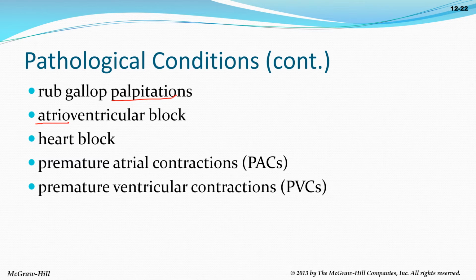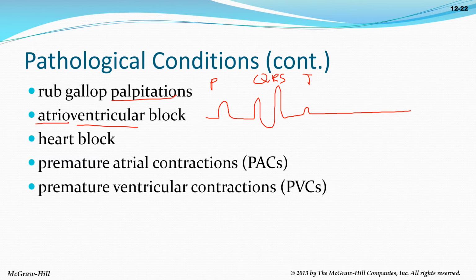AV block. So we got a lub-dub, lub, lub-dub, lub, right? So there wasn't a communication. So they can see that on your EKG. So you have the P, QRS, and T. So this is the atria contracting, this is the ventricles contracting. So they can see an AV block because there'll be a P wave, no QRS, P wave, QRS.